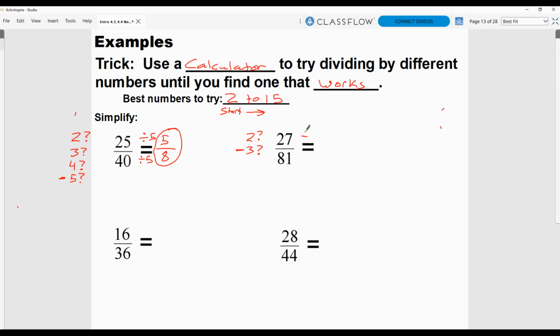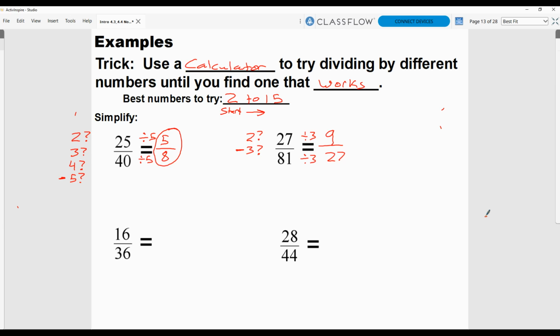So if I divide 27 by 3 and 81 by 3, I'm going to get a brand new fraction over here. I'm going to get 9 over top of, and if you take 81 and divide that by 3, you're going to get 27.